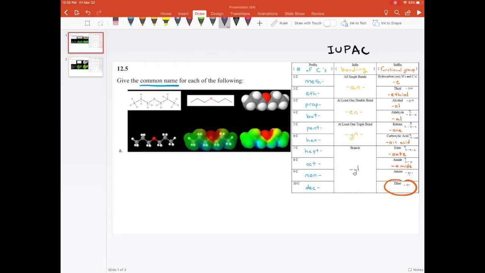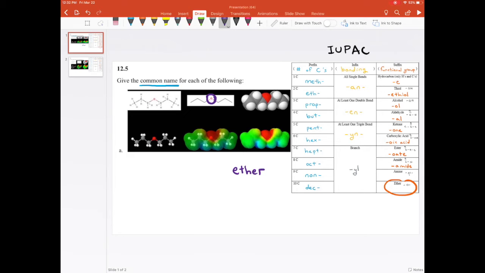Now, normally when you choose a backbone for an IUPAC name, the backbone is the longest carbon chain that you can find that includes the functional groups that you have. In the common name for ethers, the oxygen all by itself is your backbone. And the name for that backbone is always ether. So the backbone name for every ether, when you give the common name, is ether.